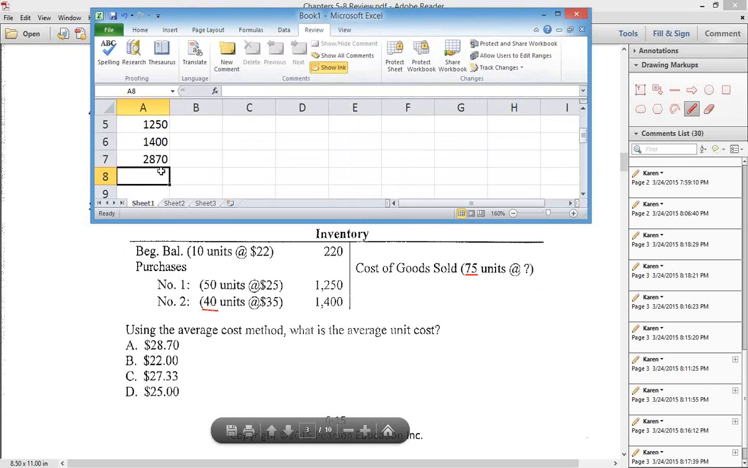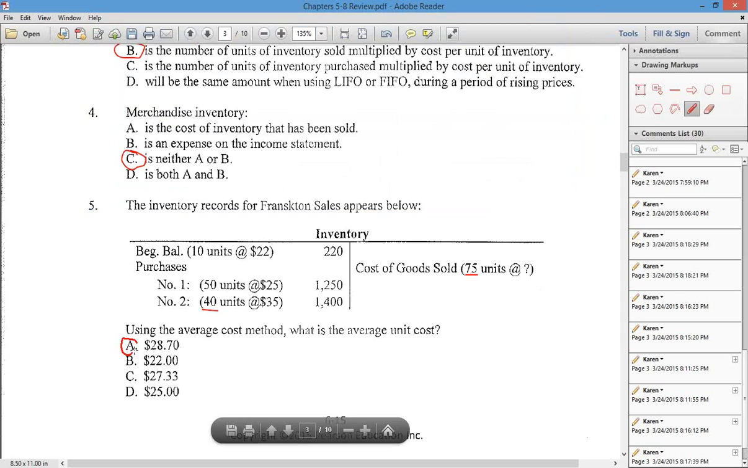To get 2870, and I need to divide that by 100. Or not by 100, yeah, that's right, by 100. Making up numbers. And that gives me 2870. My answer is 2870. Okay?